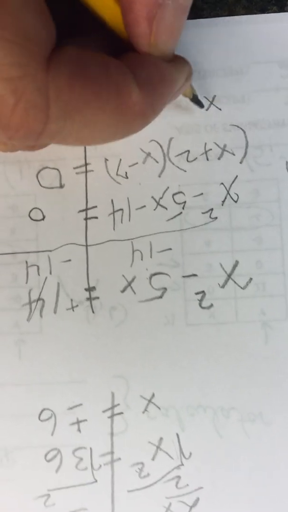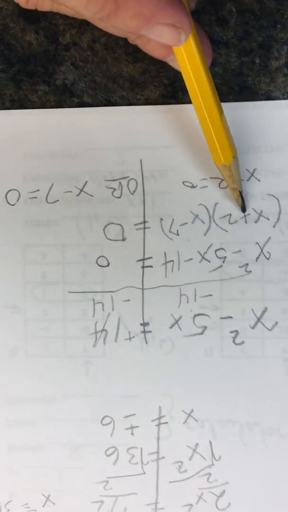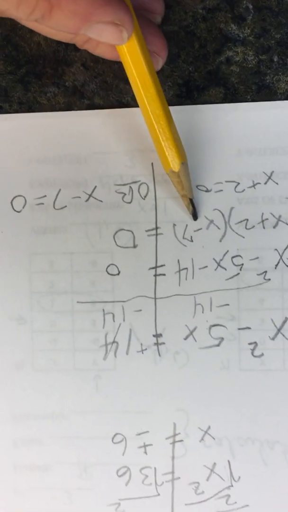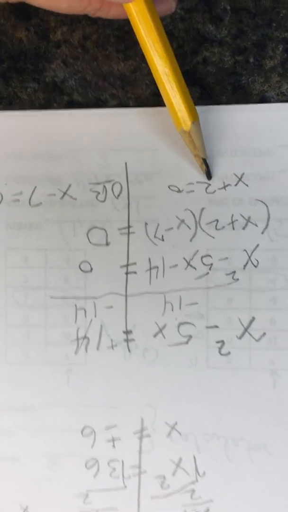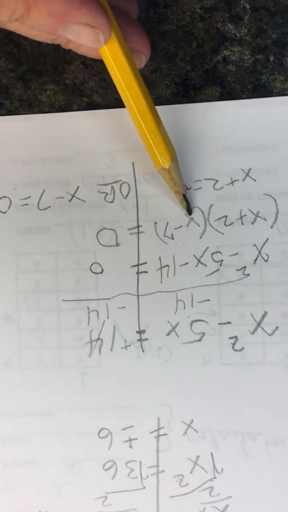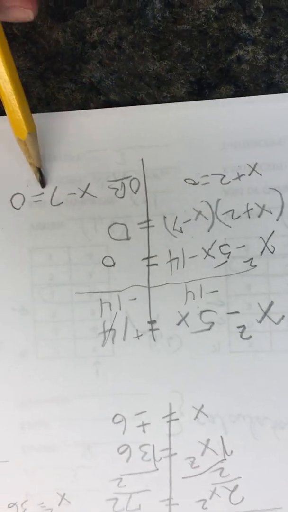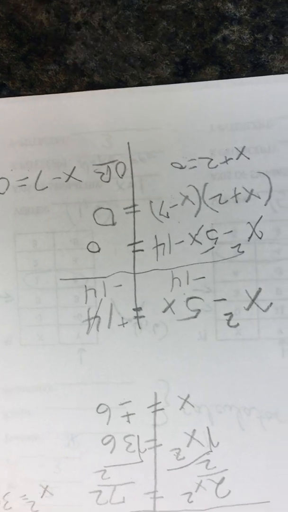So this is now x plus 2 equals 0, or, let me write this down here real quick, or, I'll come back, x minus 7 equals 0. So now we break it into two problems. Either this is equal to 0 or this is equal to 0. So I literally write it down, x plus 2 equals 0, or x minus 7 equals 0. There's my x minus 7 equals 0. Here's my x plus 2 equals 0. So I broke it into two problems because one of these has to be equal to 0.